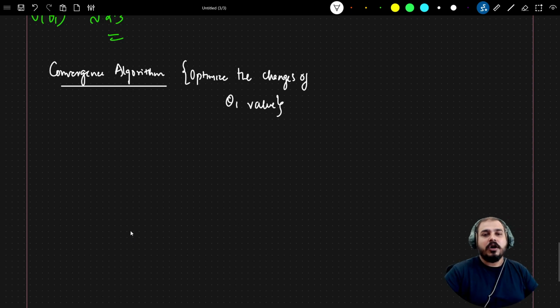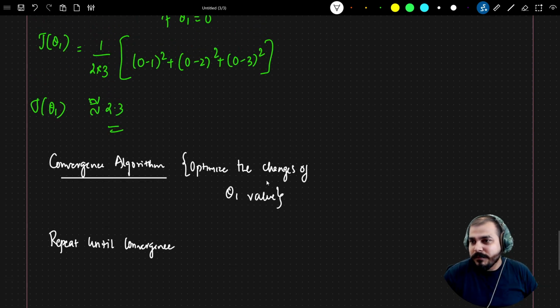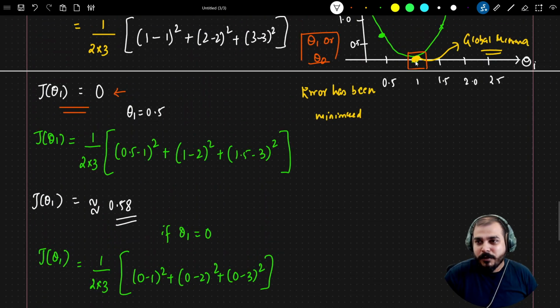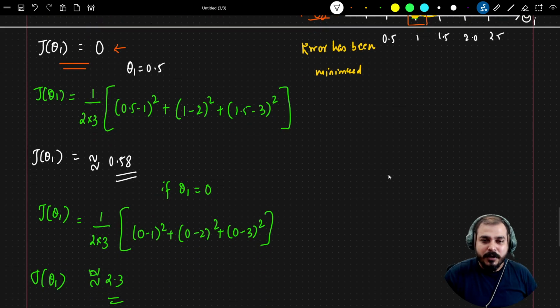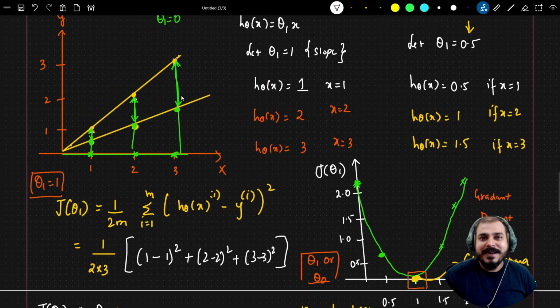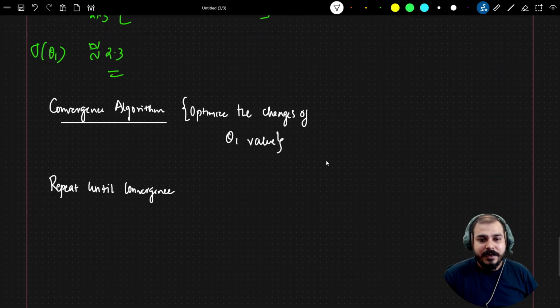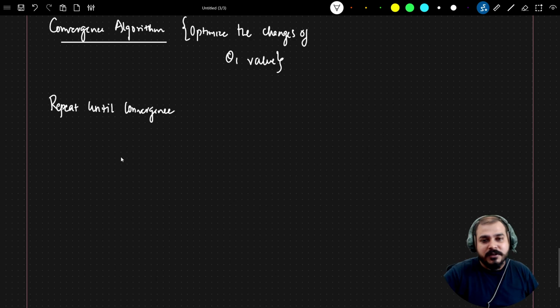So what does the convergence algorithm basically say? It says repeat until convergence. Until convergence basically means until we reach the global minima, this specific global minima point. When we reach this global minima point, we get the best fit line, or at least if we come near this, we will probably get the best fit line. So repeat until convergence.